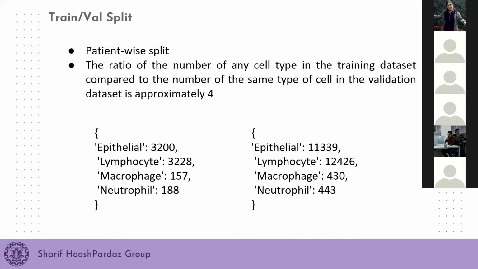For training the neural network, we needed a validation data set. For this purpose, we split the data into validation and training. This splitting is done in a patient-based manner, and the ratio of the number of any cell type in the training data set compared to the number of the same type of cell in the validation data set is approximately 4. So in the first version of our algorithm, we did not do this split in a patient-based manner. So in the second version, we considered the patient.